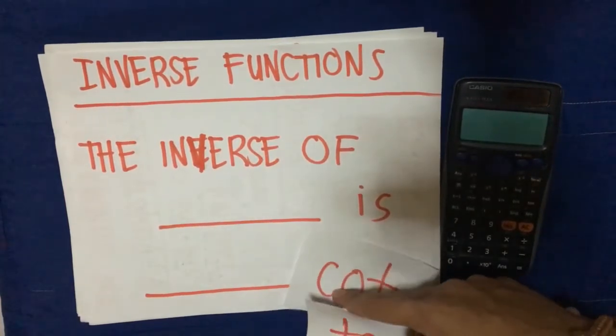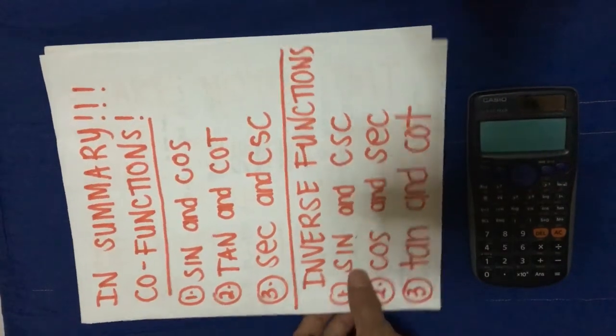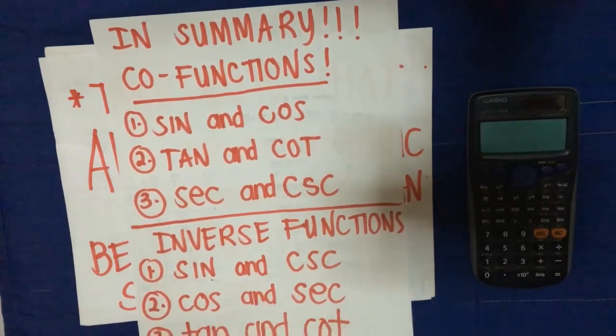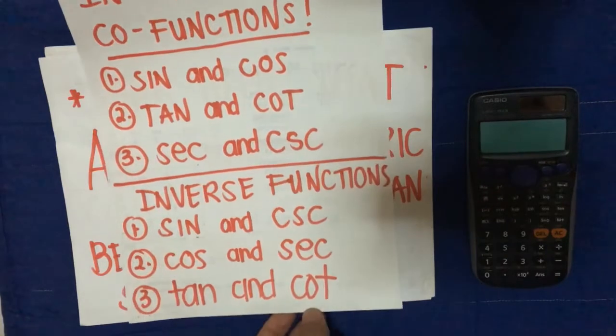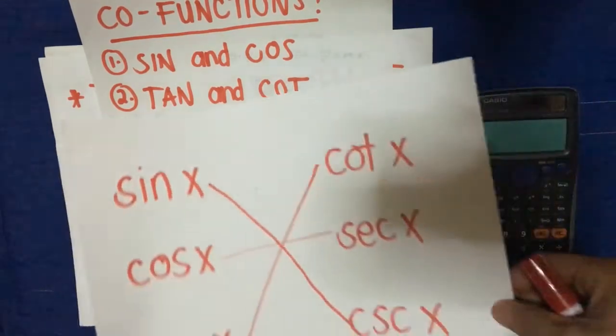That is the co-function and the inverse function, because as we will see in the trigonometric identities, these characteristics are very important. So in summary, for the co-functions: sine and cosine, tangent and cotangent, secant and cosecant. And for our inverse functions: sine and cosecant, cosine and secant, and tangent and cotangent. It is very easy to remember the co-function because of the prefix co. To remember the inverse function, you have to draw it like this.